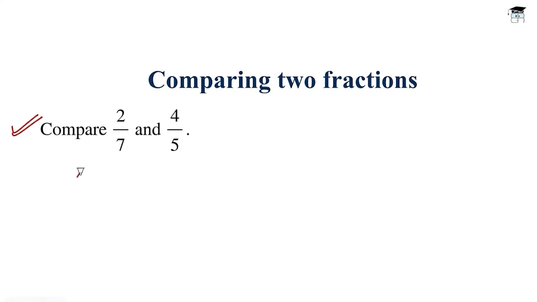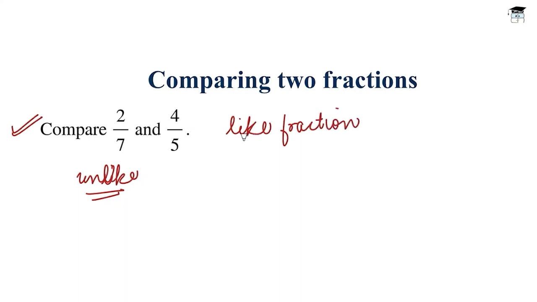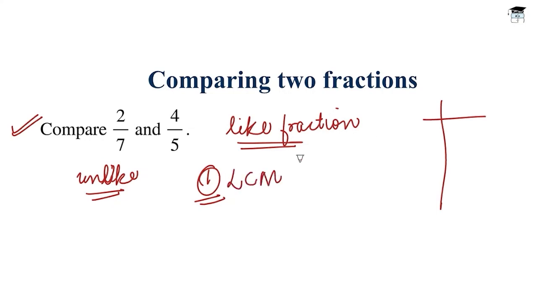Now let's compare these two fractions. These two fractions are unlike fractions, so we cannot just compare them by their numerators. First of all, we have to convert them into like fractions. And you know how to convert unlike fractions into like fractions. We just have to follow two steps. The first step is to find the LCM of 7 and 5. The LCM of 7 and 5 we have already found, which is equal to 35.